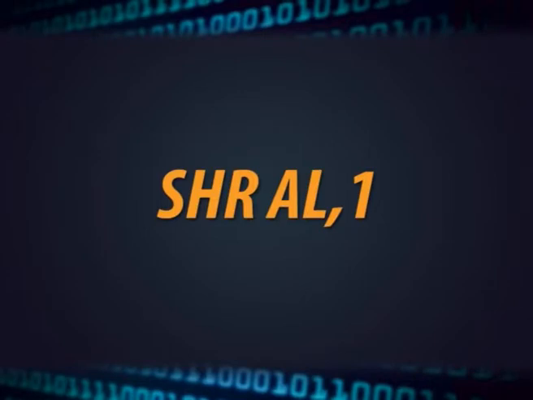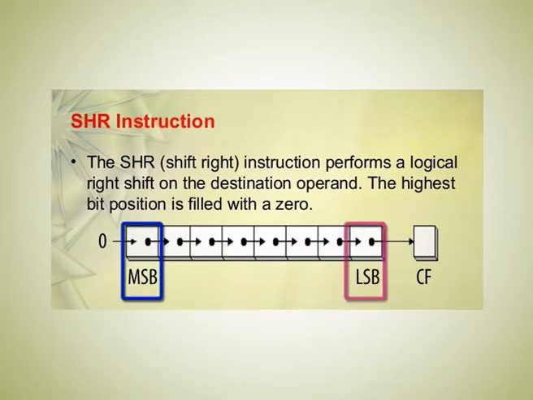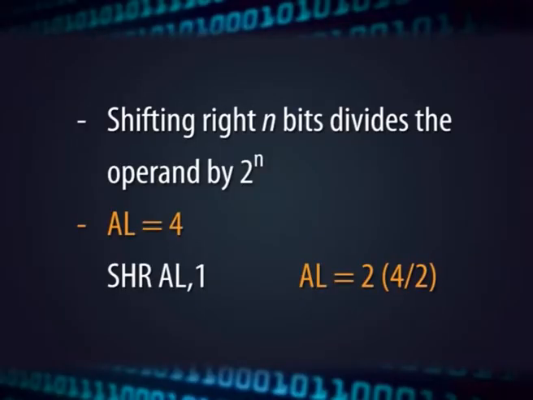The instruction SHR AL, 1 shifts the contents of register AL by 1 bit to the right. The most significant bit is filled with 0 and the least significant bit is copied to the carry flag. The shift right can be used for efficiently dividing a number by powers of 2.